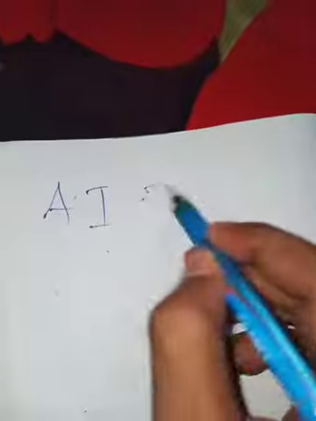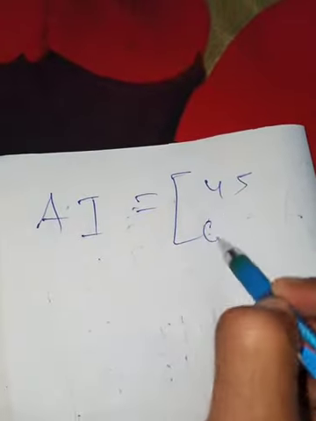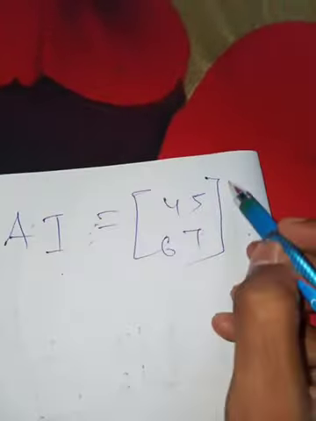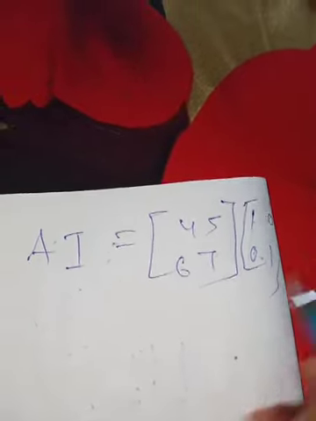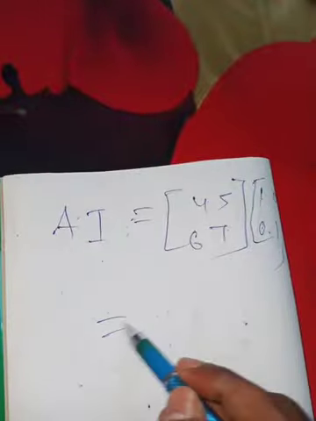If it is said multiply A and I, where A is given as 4 5 6 7, you have to assume I will be 1 0 0 1. You know how to write I. Now multiply it in the same procedure as the previous one, and you will get the result.